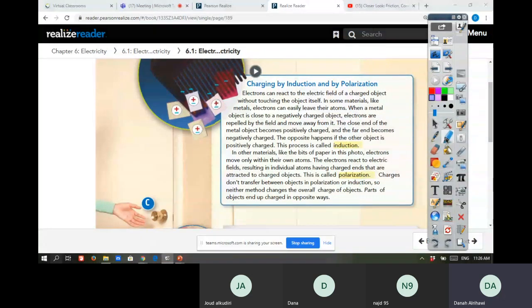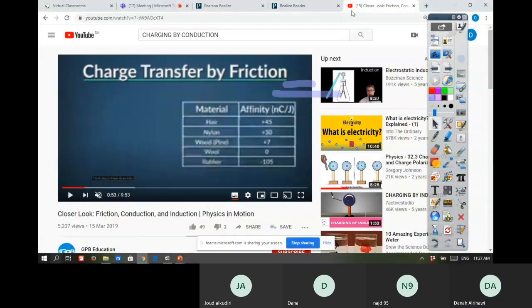So here I want, by induction, when the electrons react to the electric field, you just come close and it will work. Okay, so induction is just coming close in the electric field and it will charge. Okay, let's see this video.